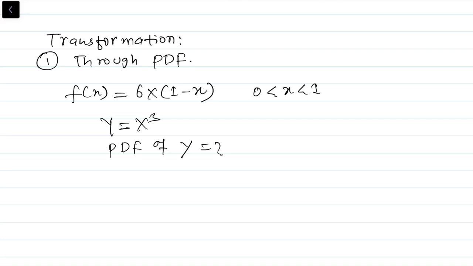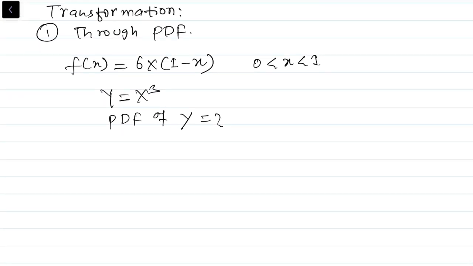Okay, so this is the question. You are given the PDF of x, so you can write 0 to 1, which is the range of x, and the PDF, that is 6x(1 minus x) dx, and this will be equal to 1, right? Because the integration of the PDF will be equal to 1.